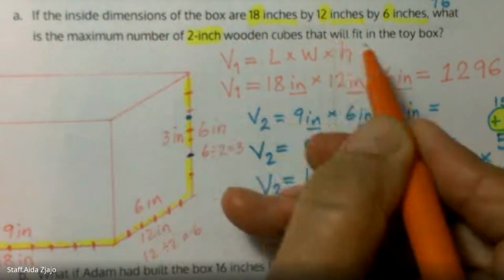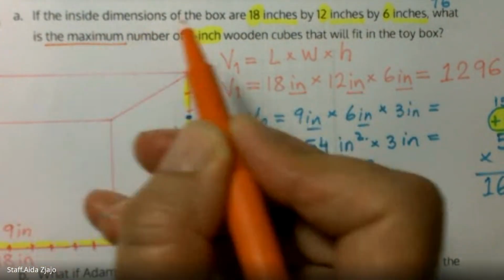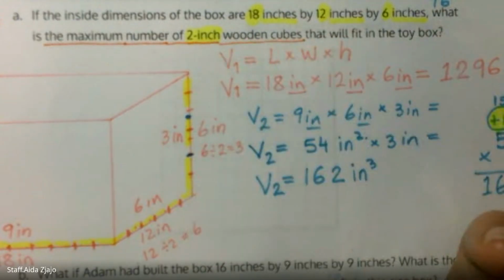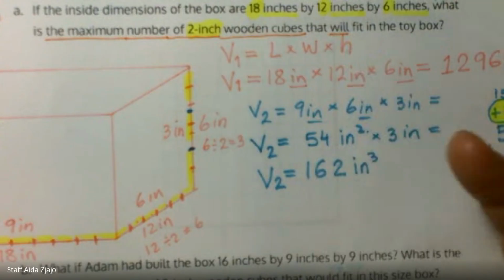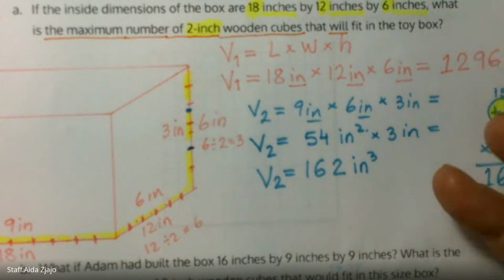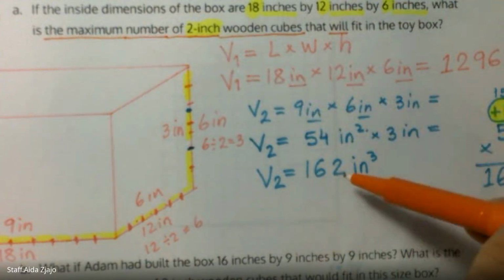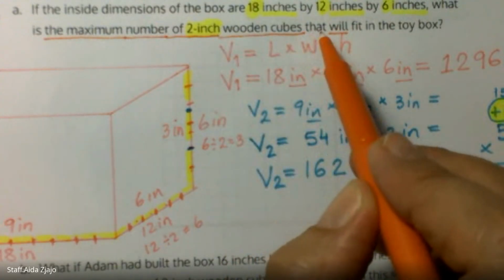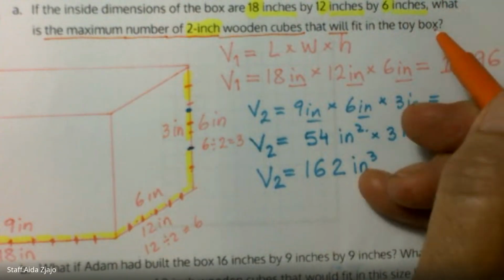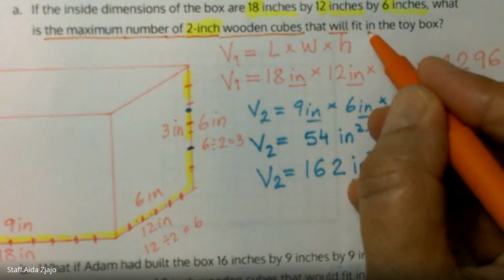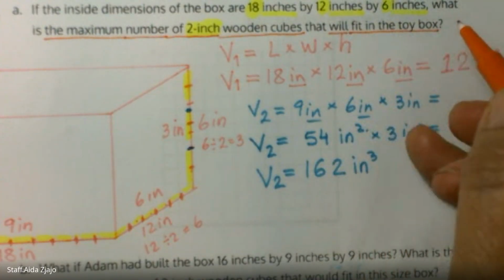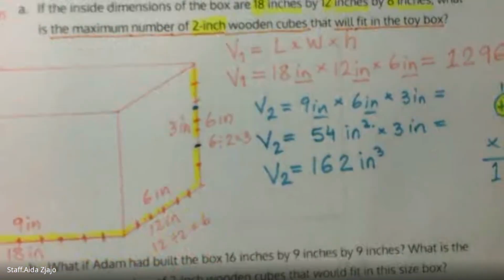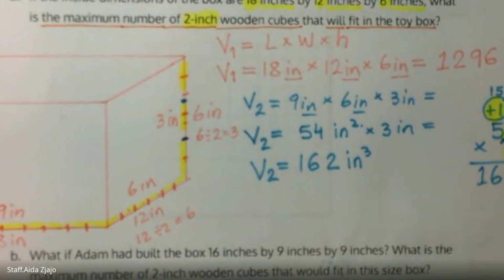If I want to answer in a complete sentence, I could use like this language. I could use, the maximum number of 2-inch wooden cubes will be 162, or I can say 162 2-inch wooden cubes will fit in the toy box. So all those orange, I can use that to help me rewrite my statement.